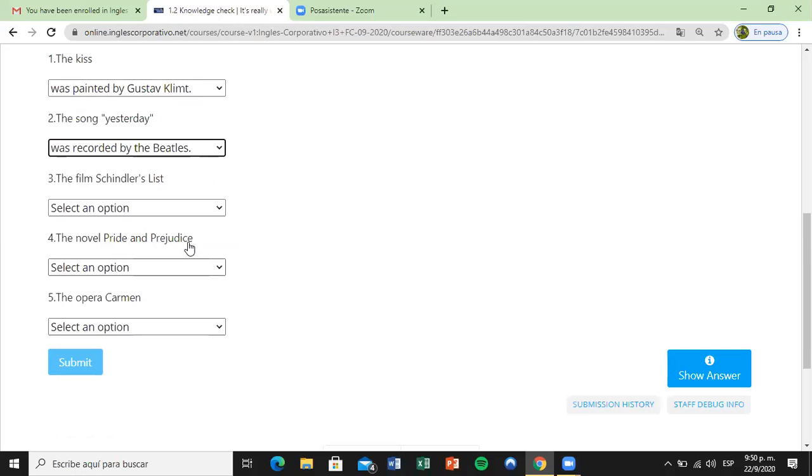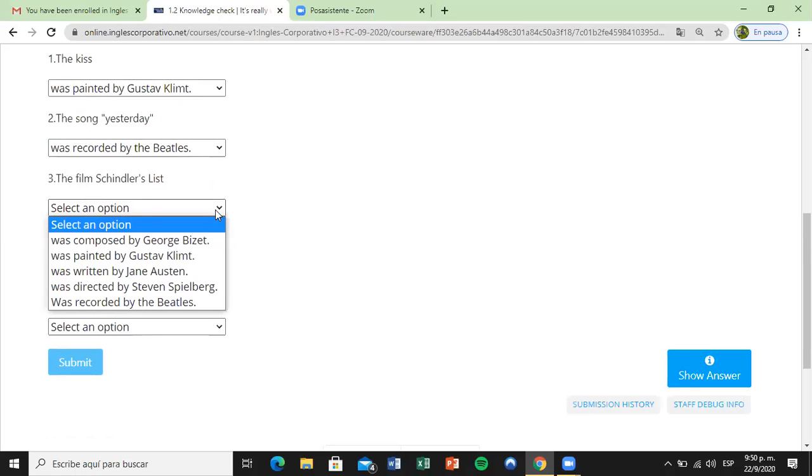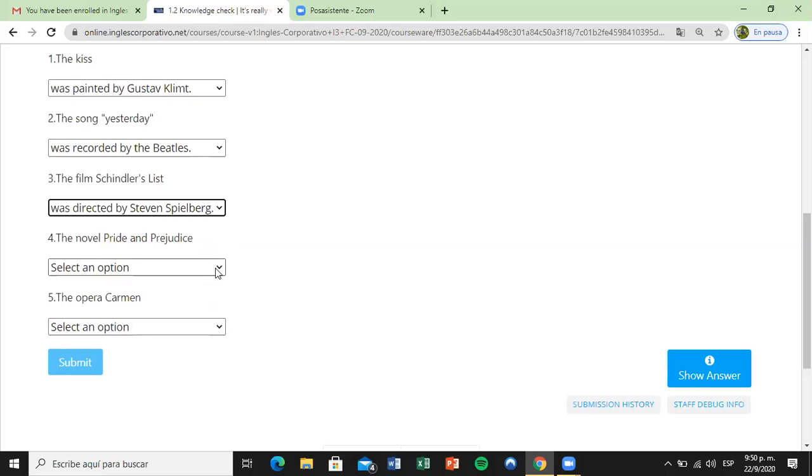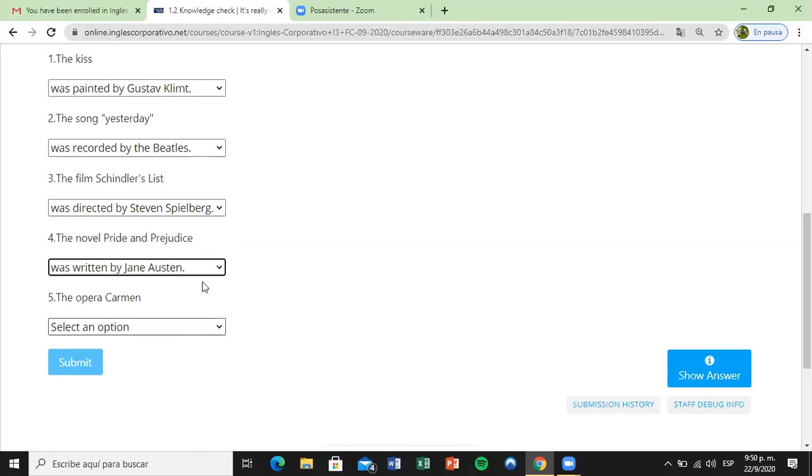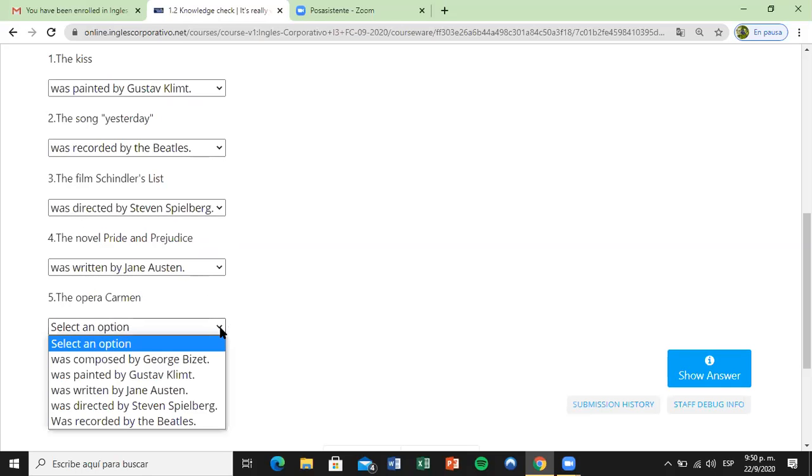recorded by the Beatles. Okay, all right. And number 3? Was directed by Steven Spielberg. Okay, by Steven Spielberg. And the novel? Was written by Jane Austen. Okay, good. In this one, I heard a little mispronunciation. The pronunciation is written. Written. Good. Written. And then this means that the last one is?